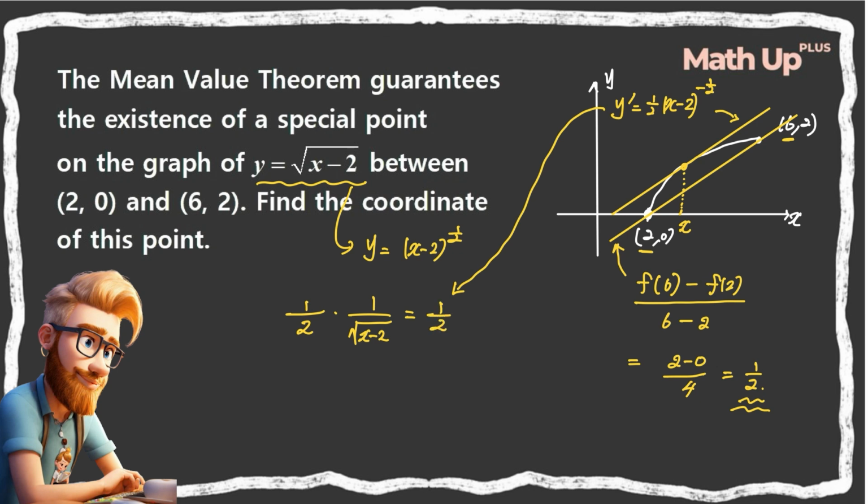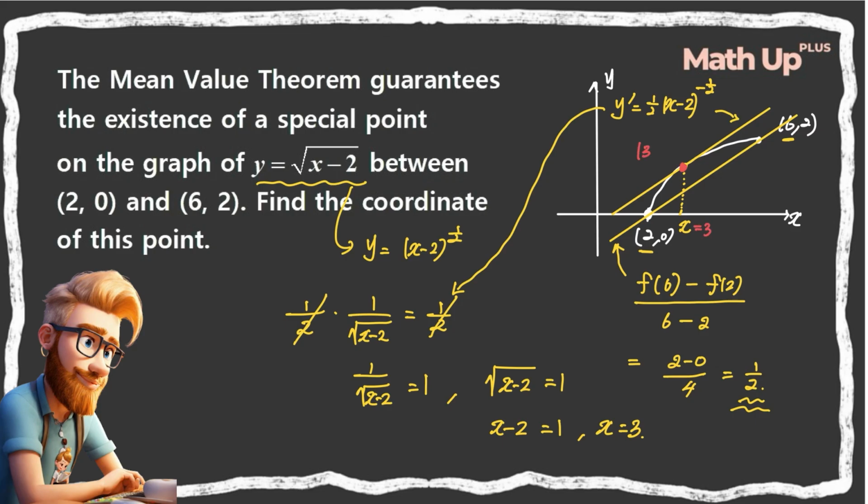Then if we solve this equation, cancel 1/2 out. 1 over root x minus 2 must be equal to 1. So root x minus 2 is equal to 1. Square each side, x minus 2 is equal to 1. Then x is equal to 3. So the x coordinate of this point right here, that's 3.